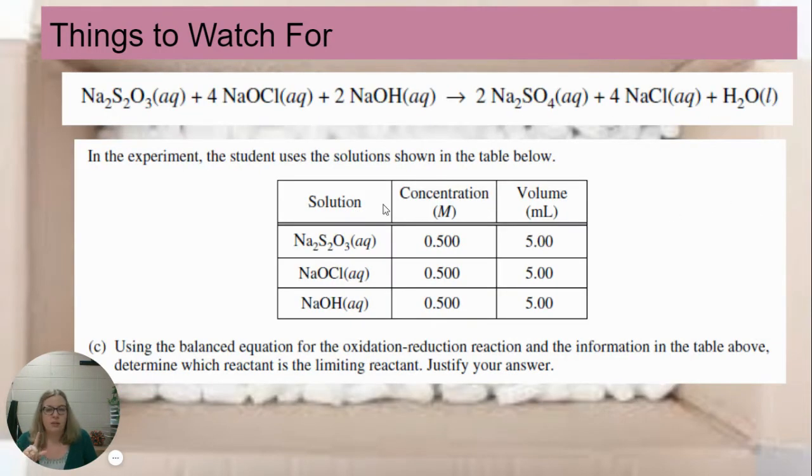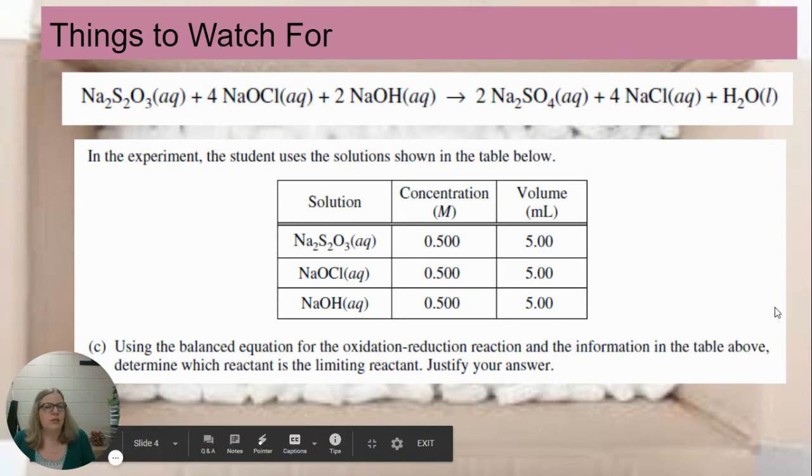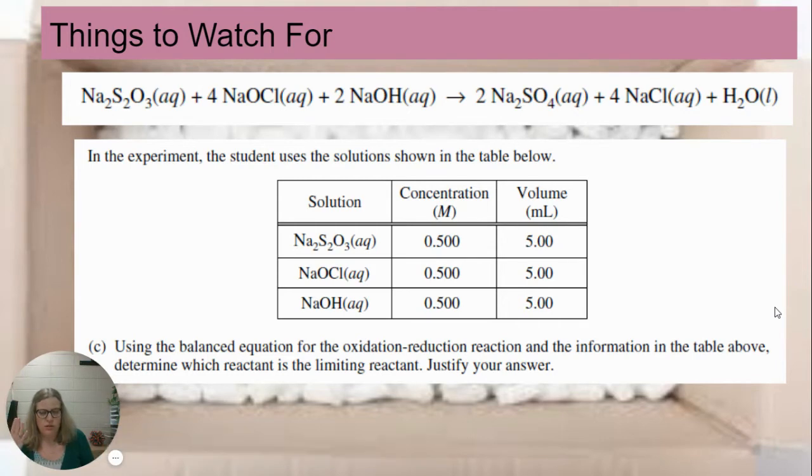Another example. Okay, take a look at this one. You've got your balanced equation here. It says, in the experiment, the student uses solutions shown below, and you have, again, suspiciously coincidental data. So if we look at this, we have 0.5 molar solutions of every reactant in there, and we have the same volume. Okay, and then question C on this says, using the balanced equation for the oxidation reduction reaction, which is just the reaction above there, and the information in the table, determine what's the limiting reactant. Okay, so now you look at this and you go, I have to do 3 calculations? You're crazy. And the answer is no, don't do that. They are suspiciously coincidental pieces of information.